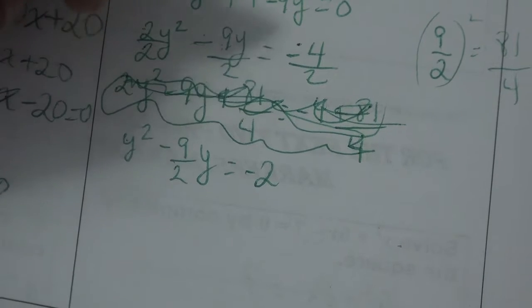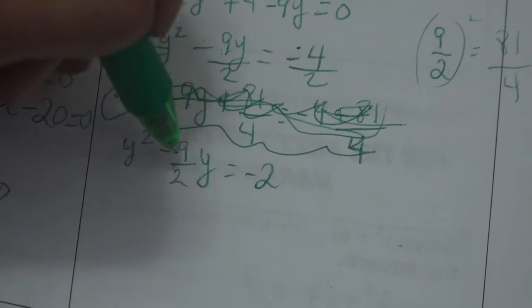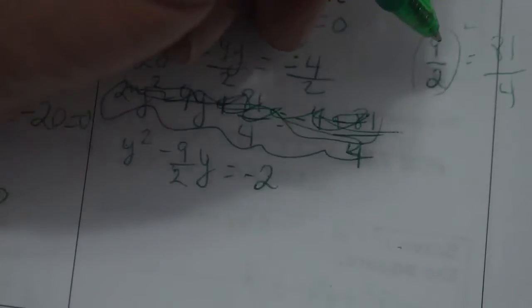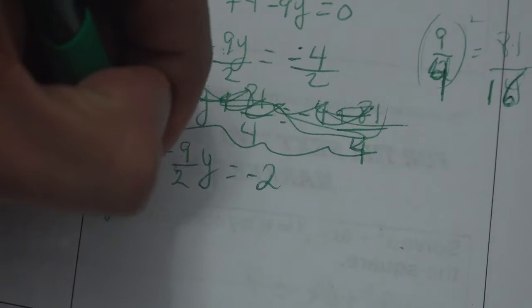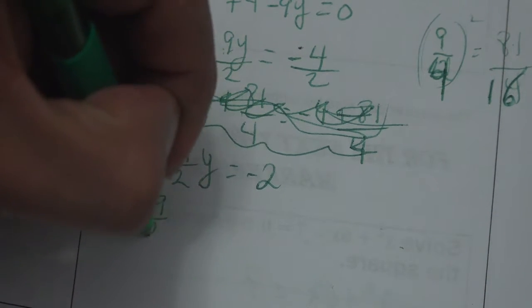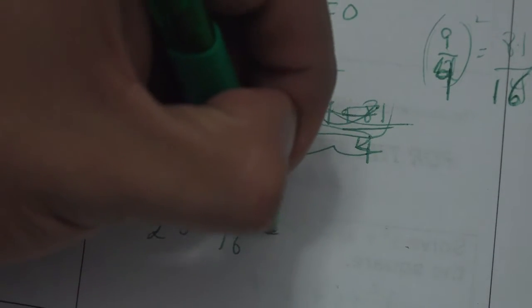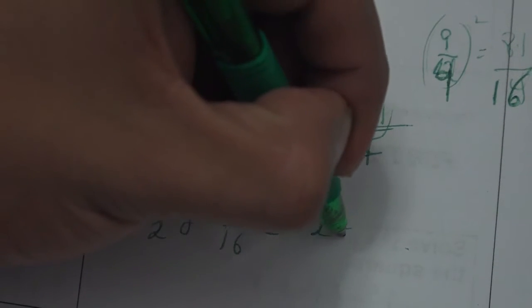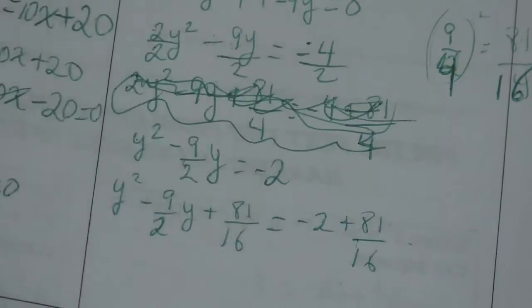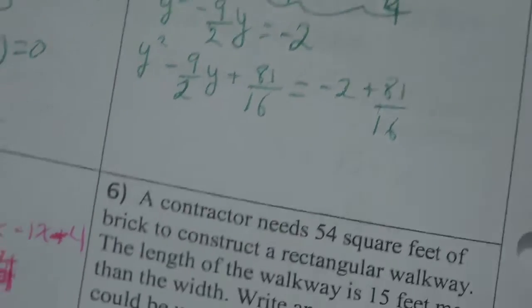Okay. Now I need to take half of this. Half of 9 over 2 is 9 over 4. And then when you square this, you get 81 over 16. Now you have to add it to both sides. Okay, that, my friends, creates your perfect square trinomial.